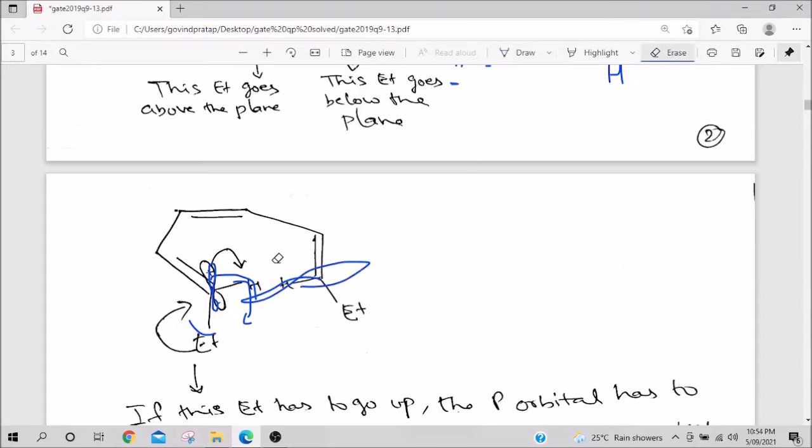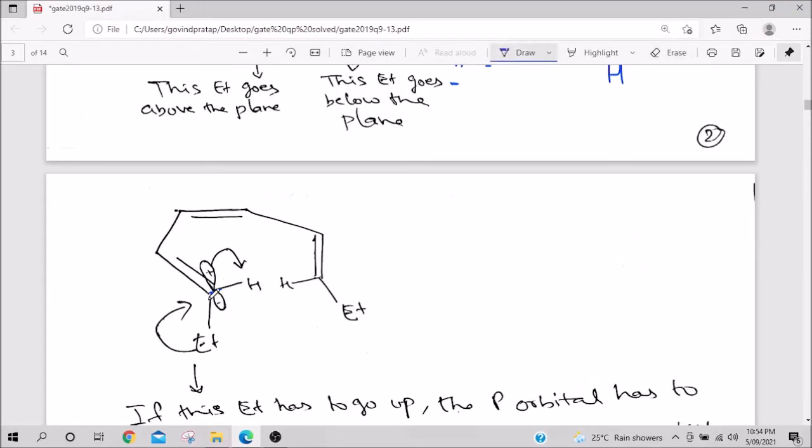Right now I am making it look like it is planar, everything is on the screen, you understand this, everything is on the screen. That means this p orbital has to be perpendicular to the sp2 hybridized orbital. So, this is on the screen, this is on the screen, and this is on the screen. That means this p orbital is coming, one lobe is coming outside the screen and one lobe is going inside the screen, right.